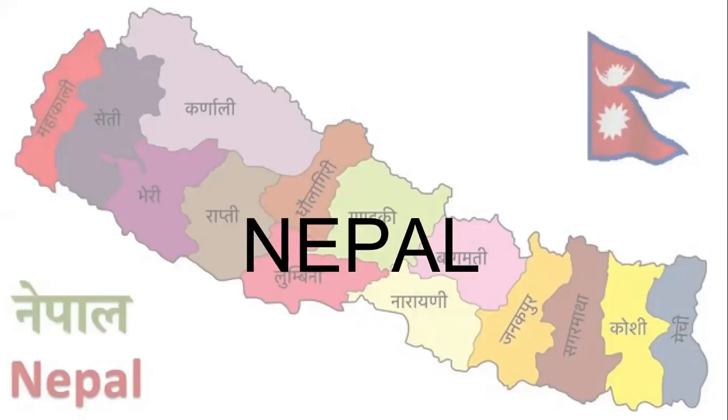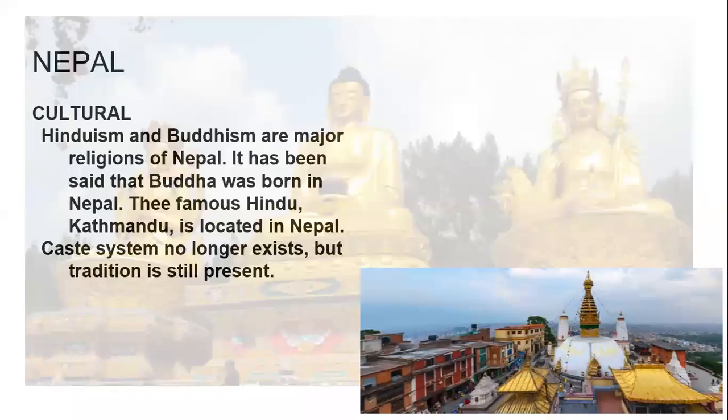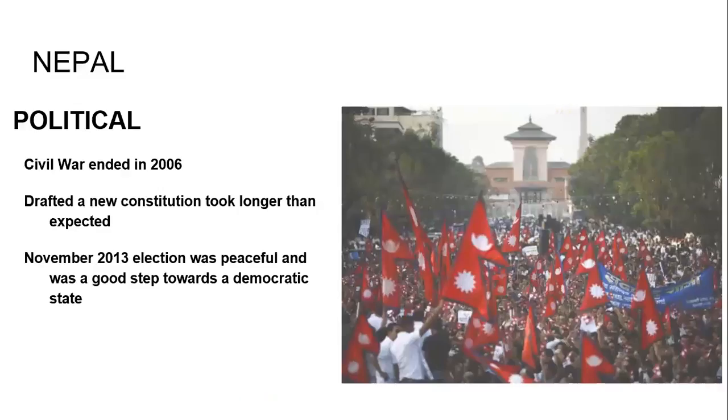Nepal is like its surrounding countries. Its major religion is Hinduism, and Buddhism is famous for its home to Siddhartha, the founder of Buddhism, and also Kathmandu, a famous Hindu temple. Nepal no longer operates with a caste system, but because the tradition is still present, just like in the other countries, the rich stay rich and the poor stay poor.